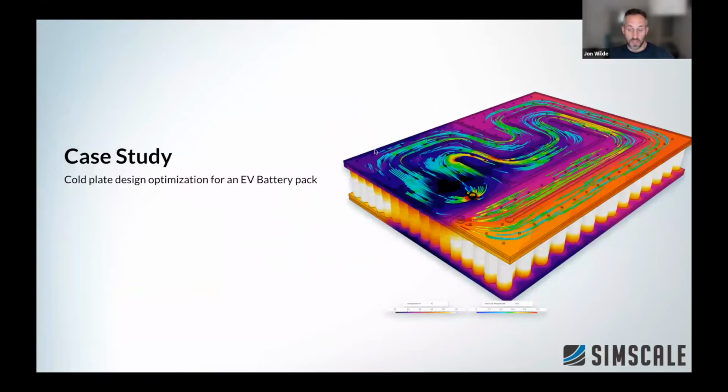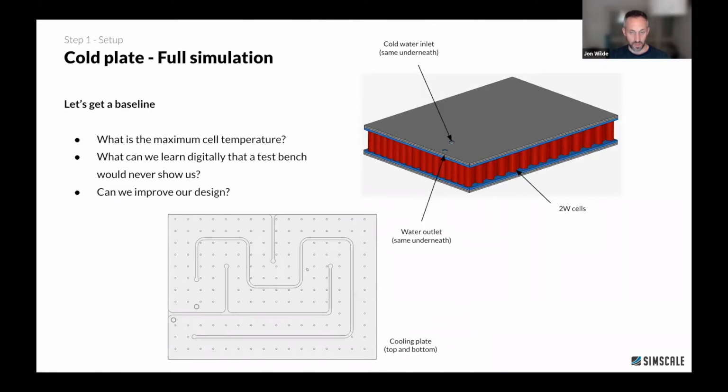So today, in a second, I'll jump into SimScale and we'll look at this battery pack, to explain how it's set up. By the way, please jump in with questions at any time if you have them as we go. This is a battery pack with tons of different cells sitting inside it. It's reduced in complexity for demo purposes, but you get the idea. There are tons of 2-watt cells. There's a cold plate above and a cold plate below. This is what the plate looks like, and you've got the inlet and outlet here.